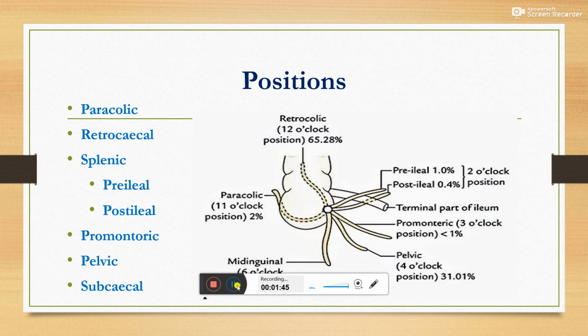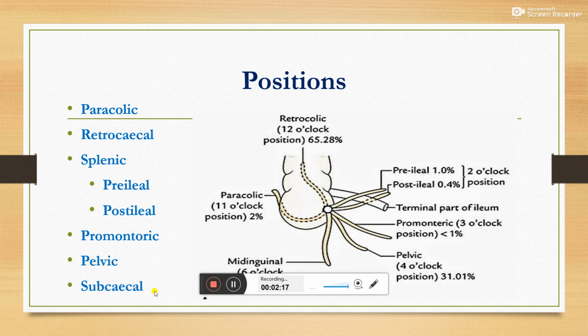So let us study the various positions of the appendix. The appendix usually lies in the right iliac fossa. The base is fixed, but the remaining part may occupy any of the following positions, which are often indicated with an hour hand of a clock. These are the paracolic, the retrocecal, the splenic containing pre-ileal and the post-ileal condition, promontoric, pelvic and the subcecal.